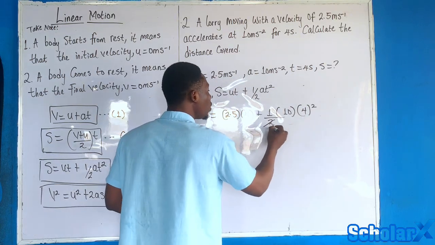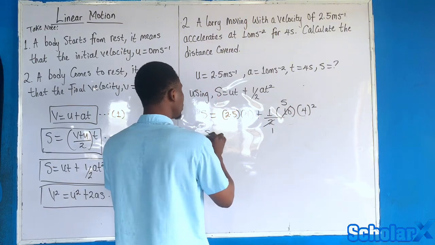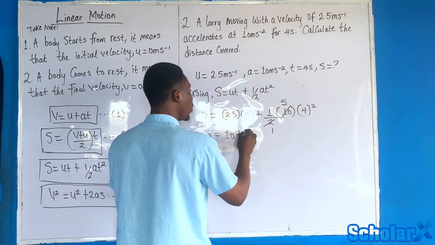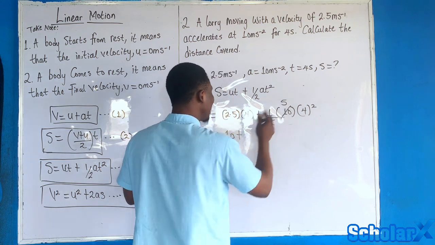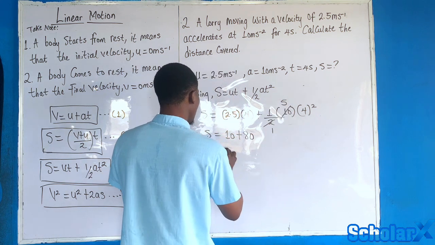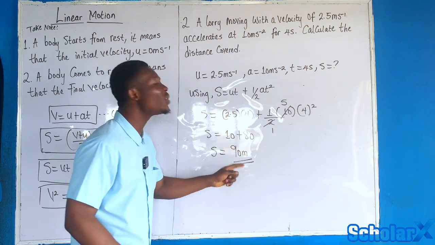Now we know that 2 can go here 1, and 2 can go here 5. So 2.5 times 4 gives us 10. Plus now 4 squared is 16, and 16 times 5 is 80. So S is equal to 10 plus 80, which gives us 90 meters. So the distance covered is 90 meters.